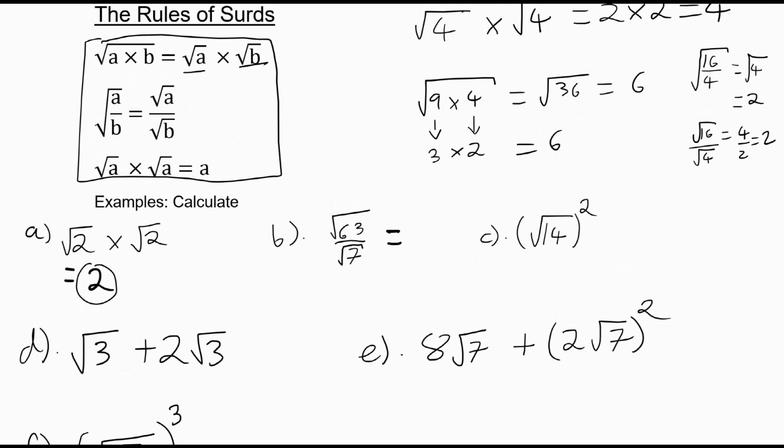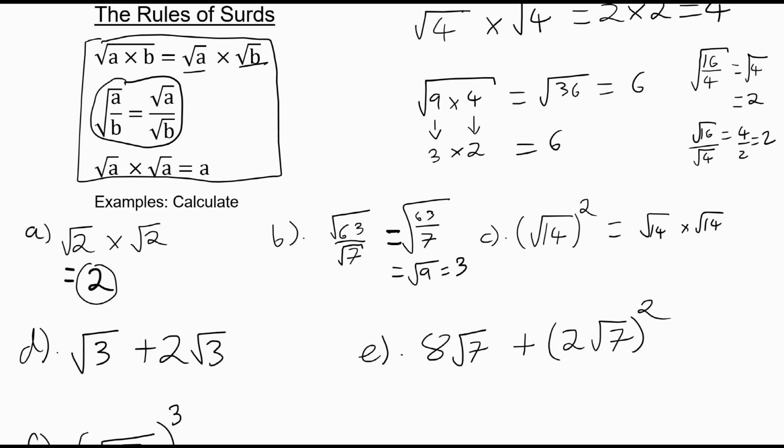If I look at b, I've got root 63 over root 7. But I know that that is just going to be root 63 over 7. 63 divided by 7 is 9, so that's root 9, which is just 3. Root 14 squared, we know that means root 14 times root 14, which we know by the third law of surds, or the third rule of surds, that's just 14.